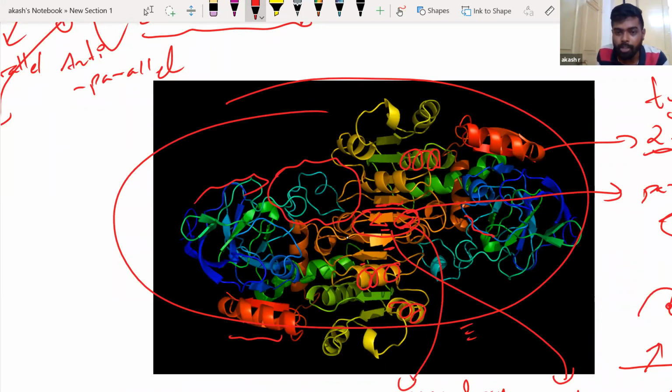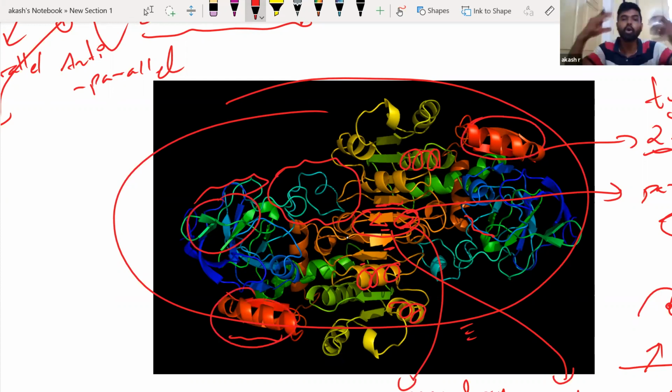You see, individually, this beta pleated sheet, this particular ribbon, can be a secondary structure. This can be a separate secondary structure. This can be a separate secondary structure, right? But so many secondary structures will come together to make a big structure, and that is what is called your tertiary structure. I can call this a tertiary structure, but the actual name is quaternary. Between quaternary and tertiary, there are only subtle differences.